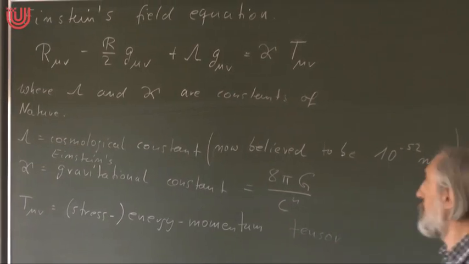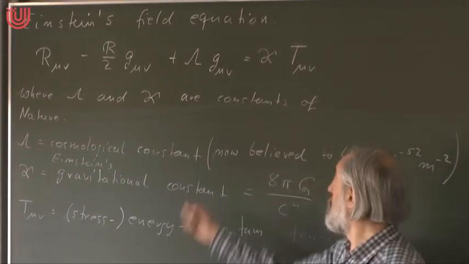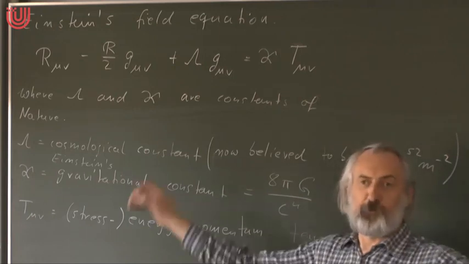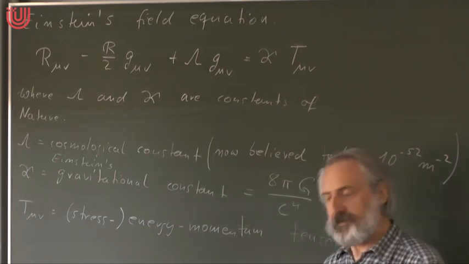Give me any metric, I calculate the left-hand side. And then I say, this is my energy momentum tensor, and I found a solution to Einstein's field equation. Yeah? But that's not what is meant.